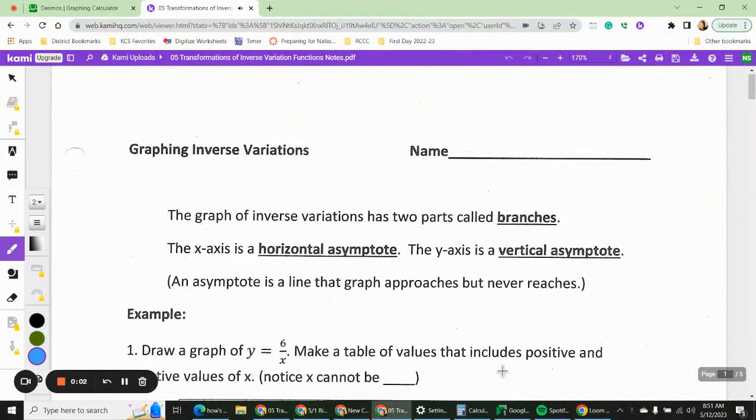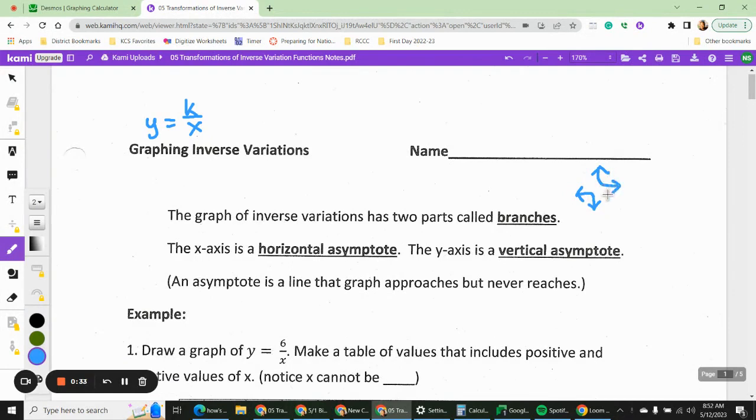Now we're going to talk about how to graph inverse variation functions. Remember, inverse variation has the form y equals k over x, where k is just a stand-in for a regular number. First off, the graph of inverse variation has two parts. They're called branches. So basically, when you graph it, there's going to be one little part over here and one little part over there.